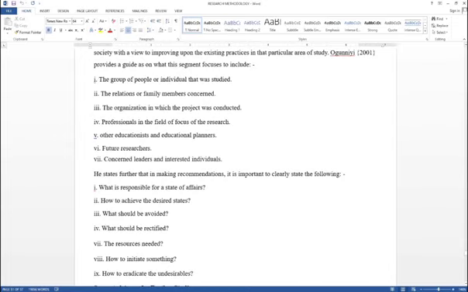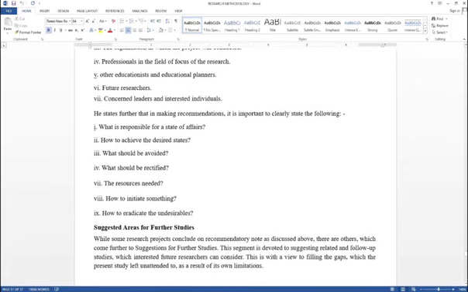What is responsible for a state of affairs? How to achieve the desired state? From your research, you should be able to tell us that. What should be avoided? What should be rectified? The sources needed, how to initiate something, and how to eradicate the undesirable. All these work towards adding to the knowledge, making things better. Remember, if you're not able to make with your research, give us a better state of affairs, then what you have done is of no use. So you have to prove to us that you have actually done some good work.